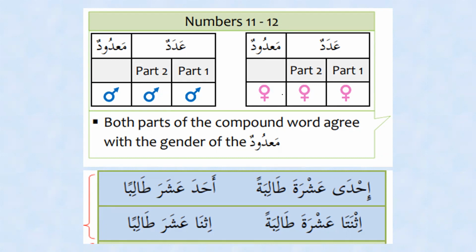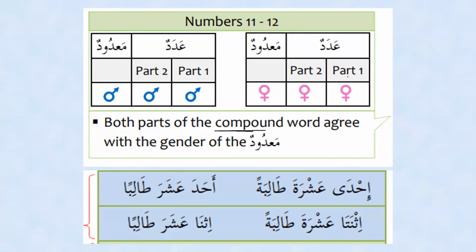What is the meaning of murakkab? Yani they are compound. They are the combination of 2 nouns, and then after that we will have ma'dud. So when we talk about the numbers 11 and 12, adad and ma'dud are equal in number and gender. They are equal in number and gender.